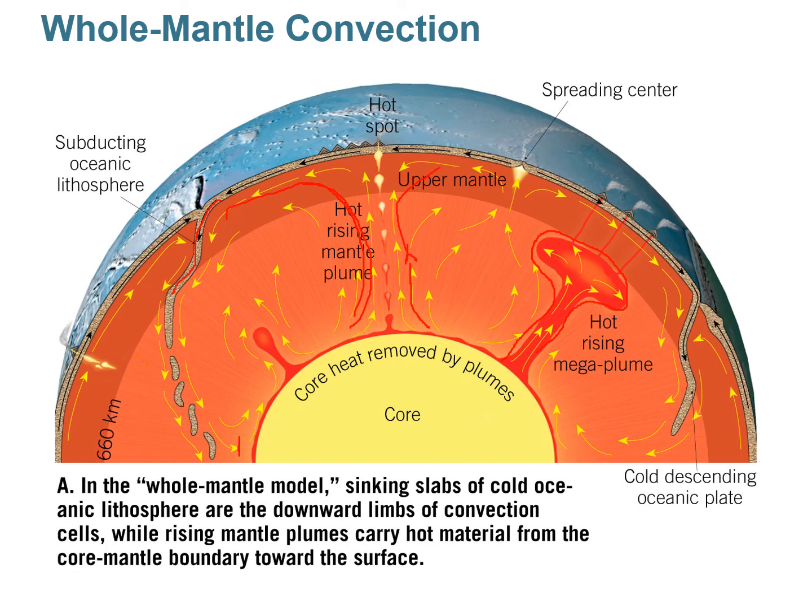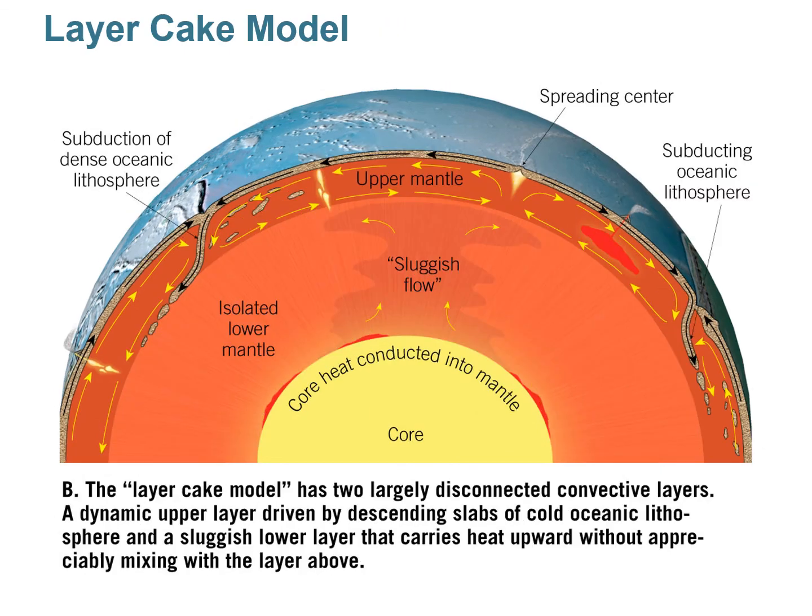Okay, so here, in the Whole-Mantle Convection, you have huge circular whole-mantle movement that's transferring heat. In the layer cake model, you have faster flow near the surface. So here's an upper convection cell, okay? And then closer to the core, you have convection, but it's much slower. We call that sluggish flow. So these are the two competing ideas on what drives plate motion on the surface: Whole-Mantle Convection or this layer cake model.